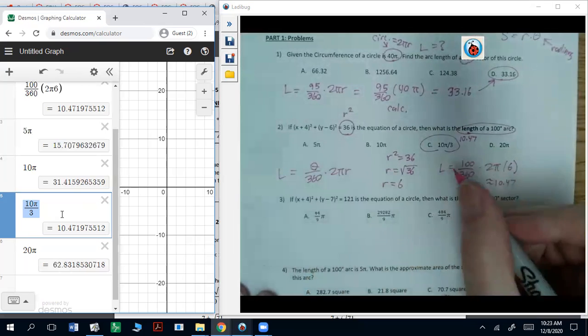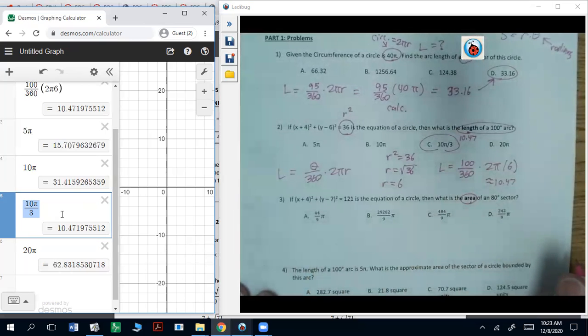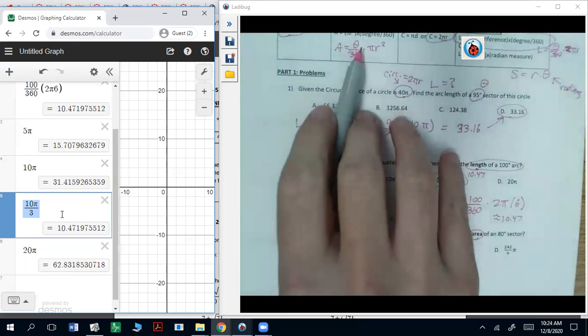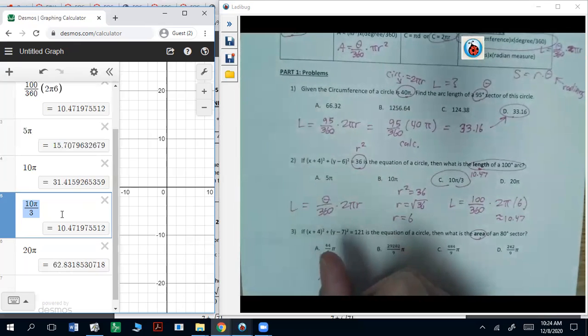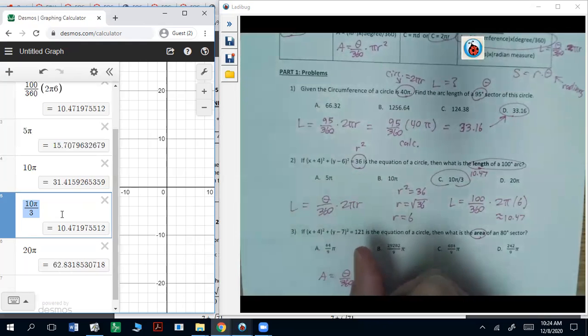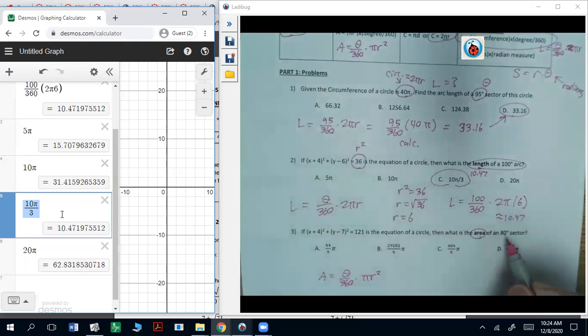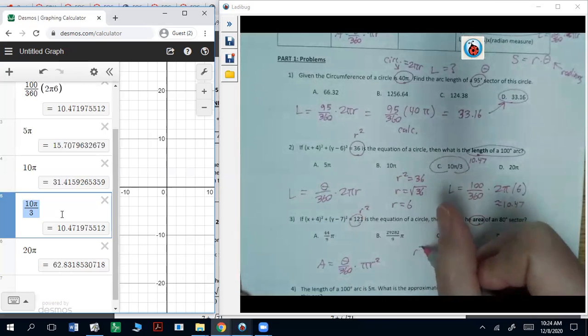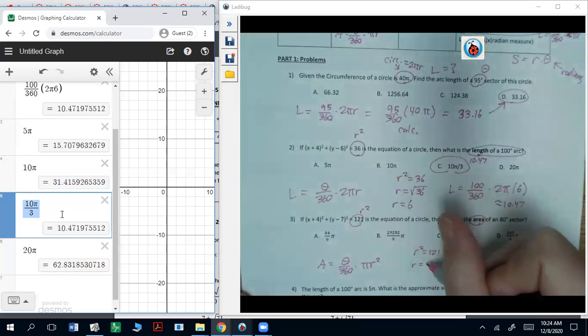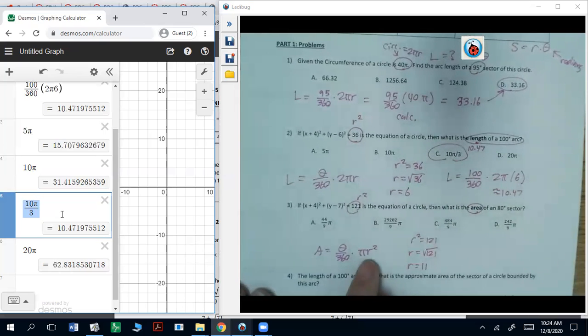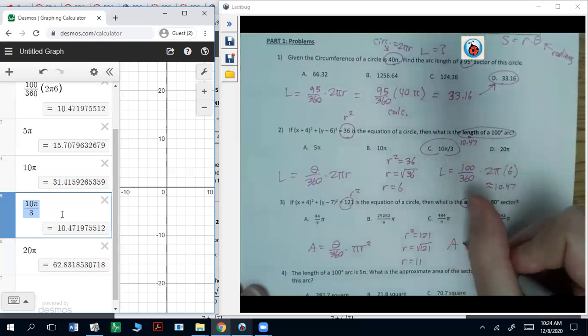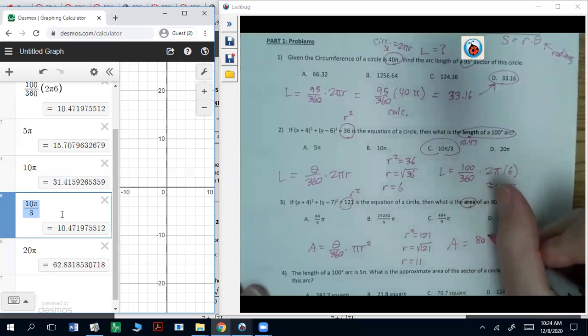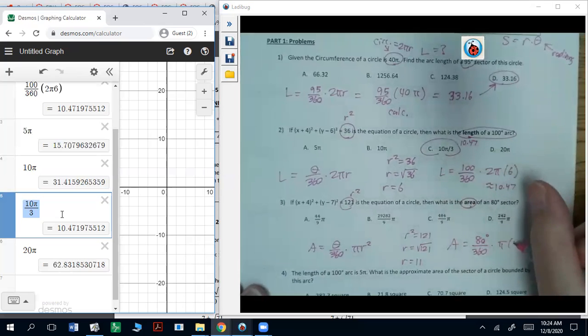Question 3, we have another circle equation. What is the area of an 80-degree sector? So we're going to use the area of a sector formula, degree over 360 times pi r squared. Now we have the degree, it's 80. This is r squared, so r squared is 121. That means r is the square root of 121. That's 11. And we're going to plug in 11 and 80. So the area is 80 degrees over 360 multiplied by pi times 11 squared.